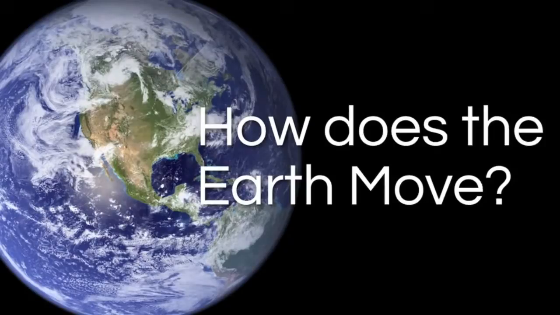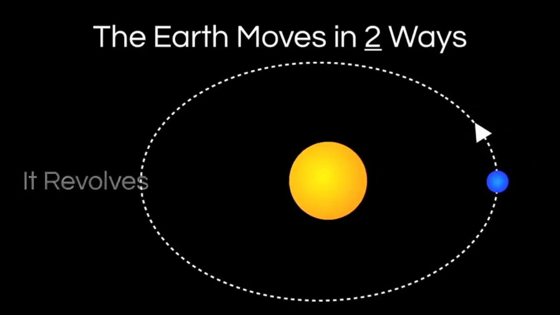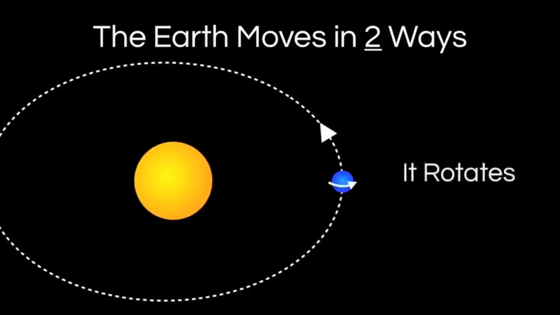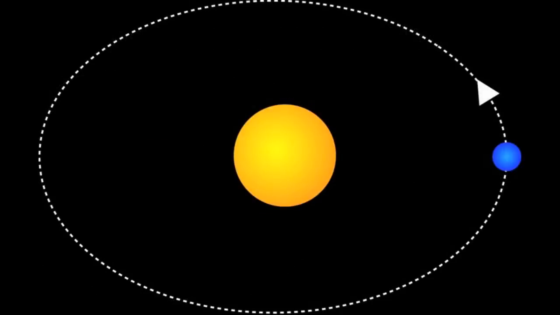Well, as we know from our discussion of the solar system, the Earth and all the planets move in two ways. They all revolve around the sun, and at the same time, they rotate around their axis, or spin. Let's take a closer look at each of these motions, beginning with revolution. Here you see the Earth and its orbit around the sun. The Earth will complete one orbit or one complete revolution in about a year.